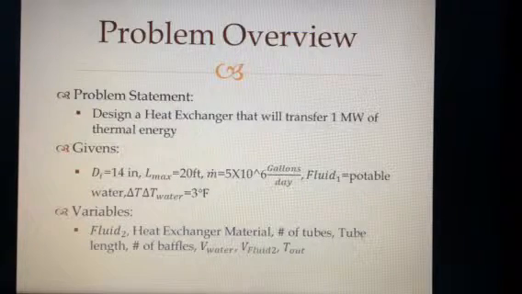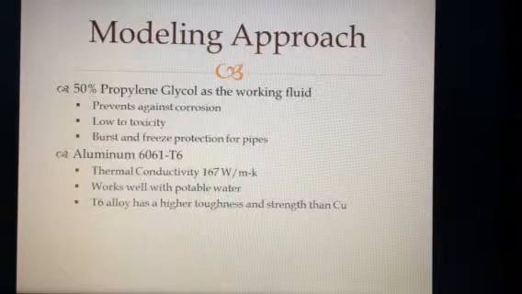In the problem overview, there were variables that had given values and variables in which the teams had to create their own values. During the modeling approach, we decided on 50% propylene glycol as our working fluid. This is because it prevents against corrosion, has a low toxicity, and protects against burst and freezing for the pipes.